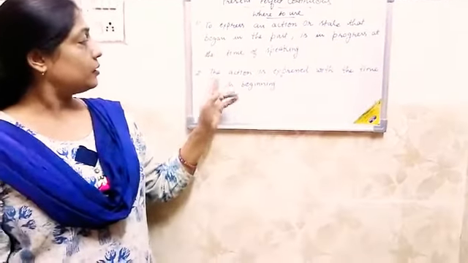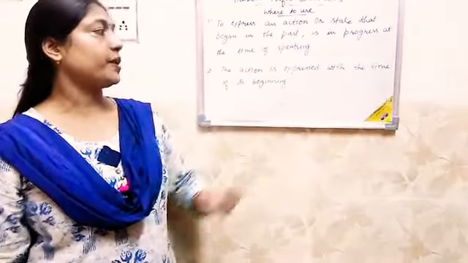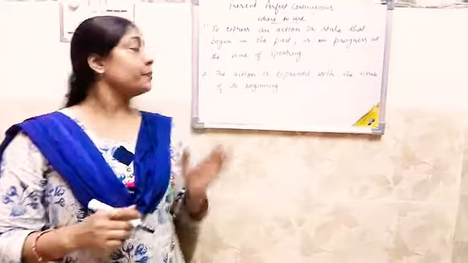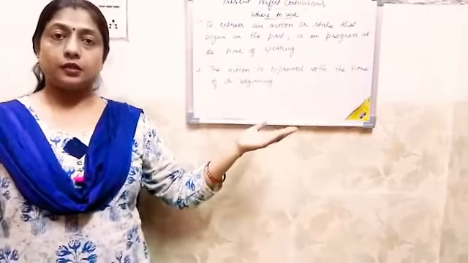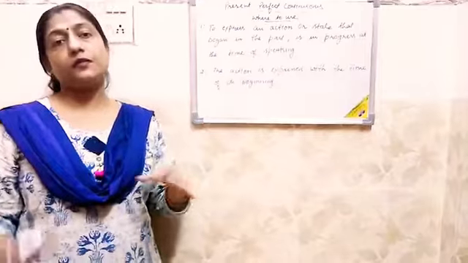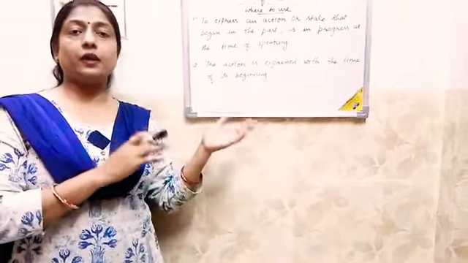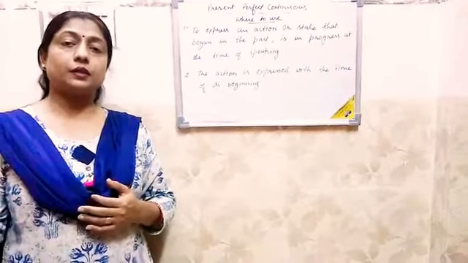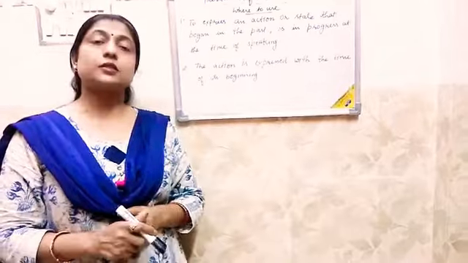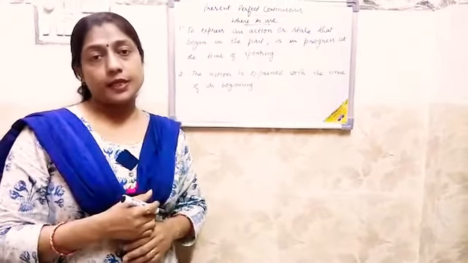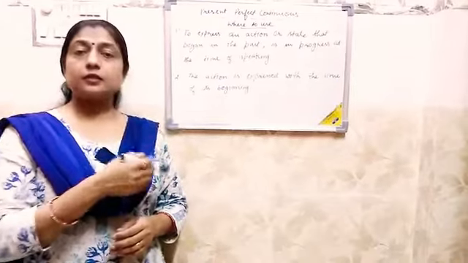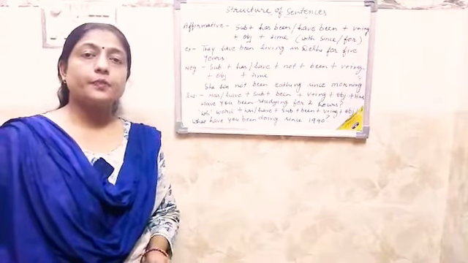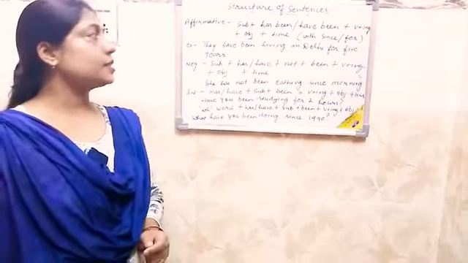And what is the second point? The action is expressed with the time of its beginning. The speciality of this tense is that the time of the action when it began is also given. From which time or from when it is going on. The time of the beginning of the action is also given with the sentence. So this shows that this is present perfect continuous tense. See the structure of present perfect continuous tense.